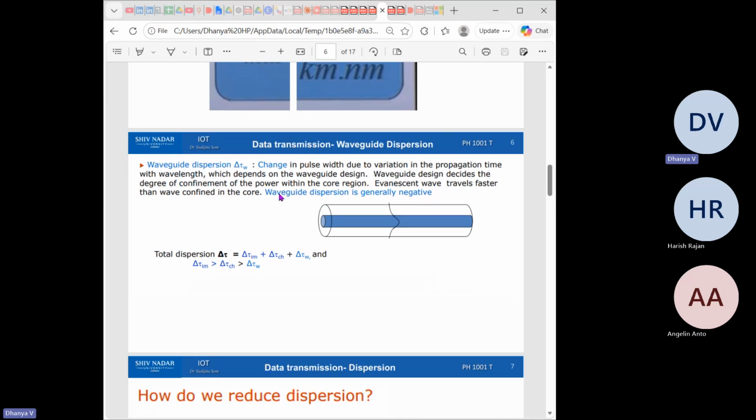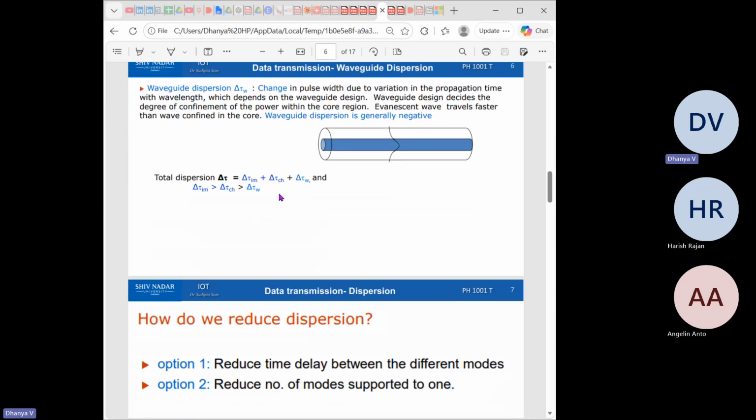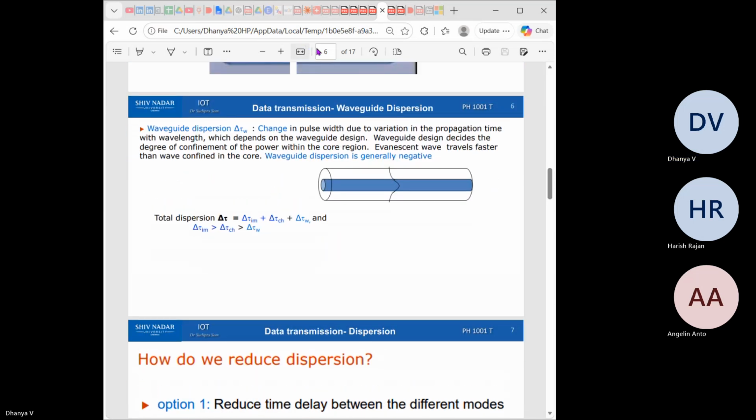Okay. Then you have your waveguide dispersion. Your waveguide dispersion is nothing but it is based on the structure of your design. The structure of your whole system. It depends on the design of the whole system. So change in the pulse width due to the variation in propagation time with wavelength, which depends on the waveguide design. So there's a fault in the waveguide design itself, in this whole system design itself.